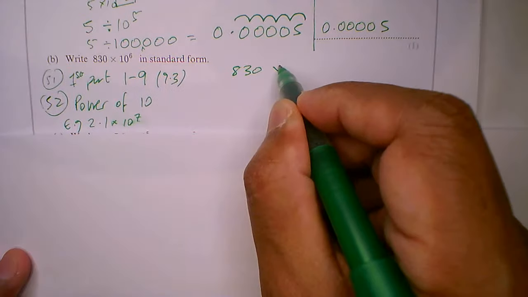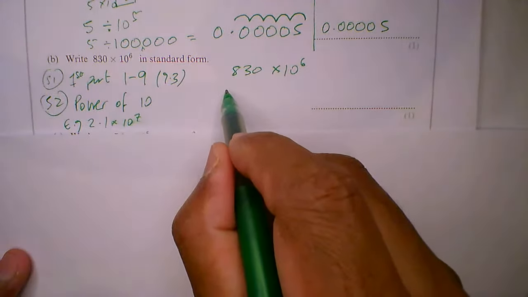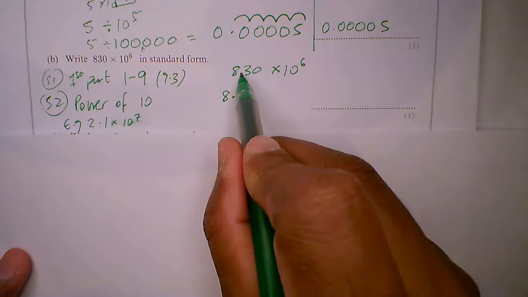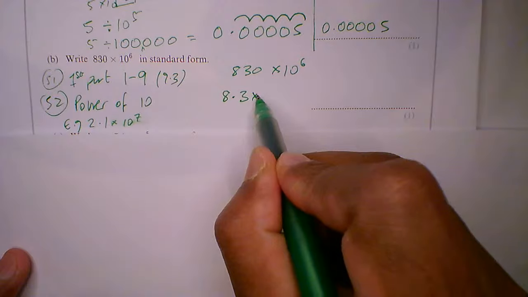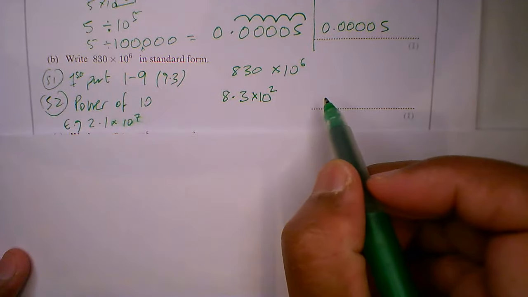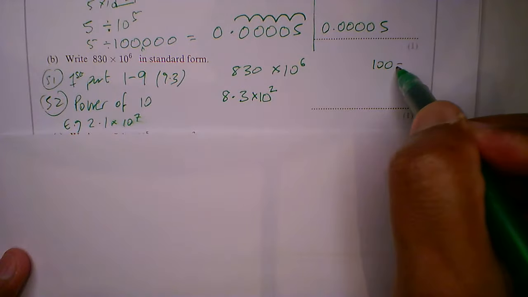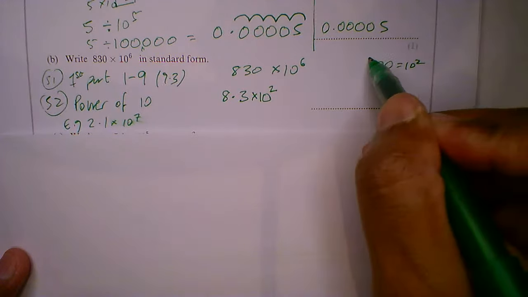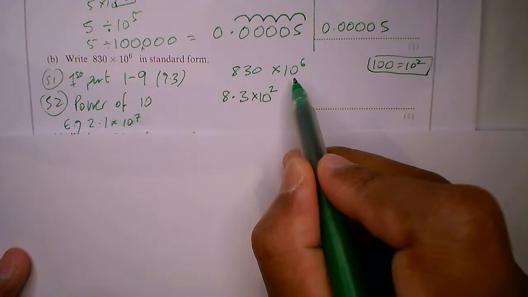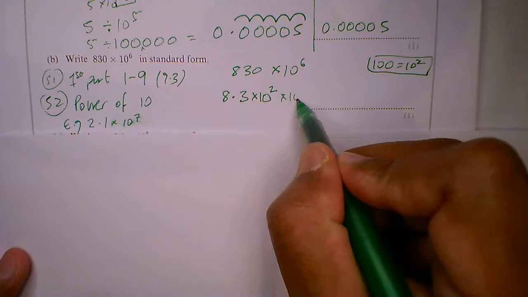So 830 times 10 to the power 6. Now, first of all, I'm just going to put a decimal point here, 8.3. What do I do to 8.3 to make it 830? I need to multiply it by 100, which is 10 to the power 2. 2 zeros. Okay, so that's what I've done here. And then I am multiplying that by 10 to the power 6.